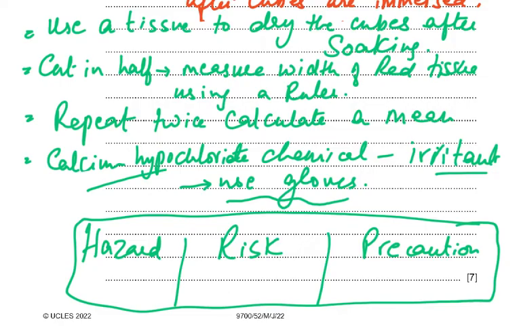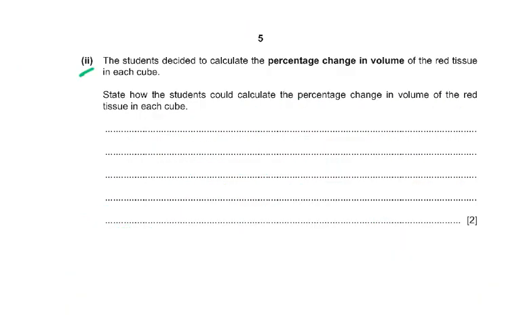Then coming to part 2 of the question, the students decided to calculate the percentage change in volume of the red tissue in each cube. State how the students could calculate the percentage change in volume of the red tissue in each cube. Now that's easy. Initial volume minus the final volume divided by the initial volume and into 100.